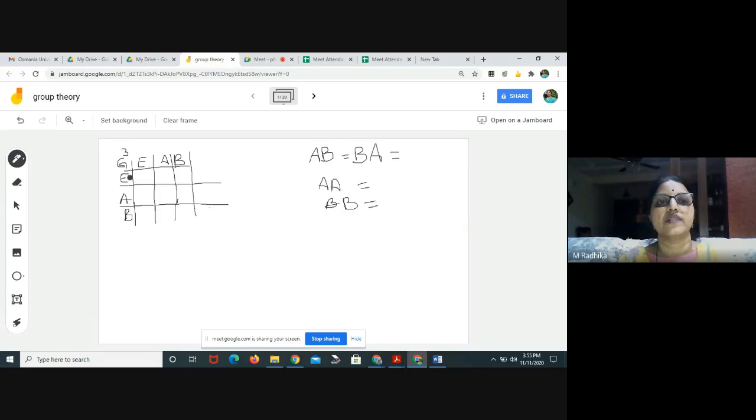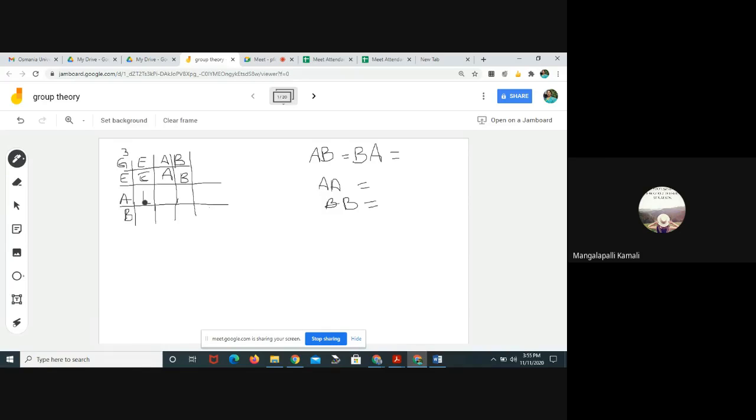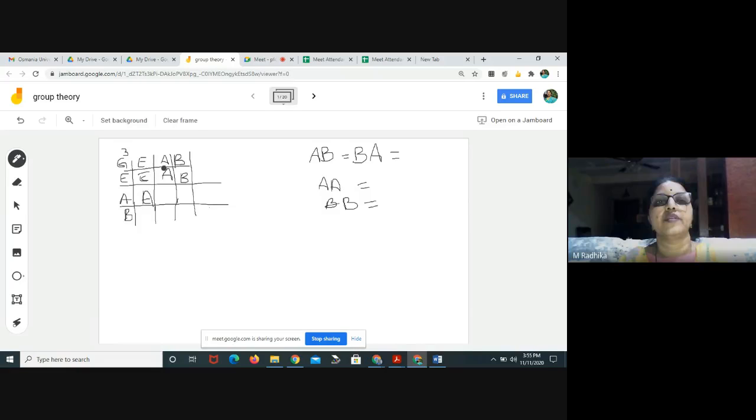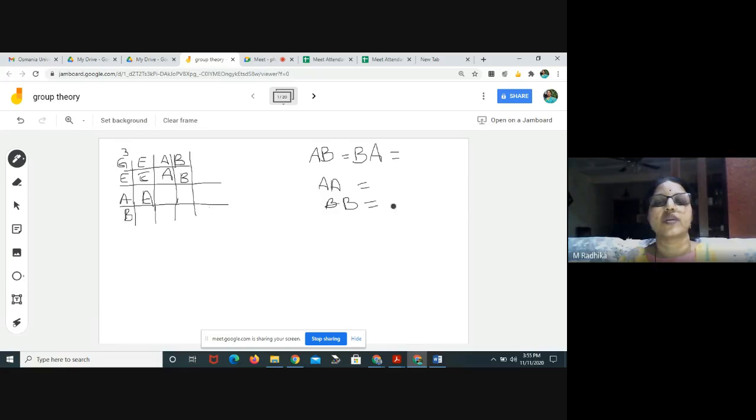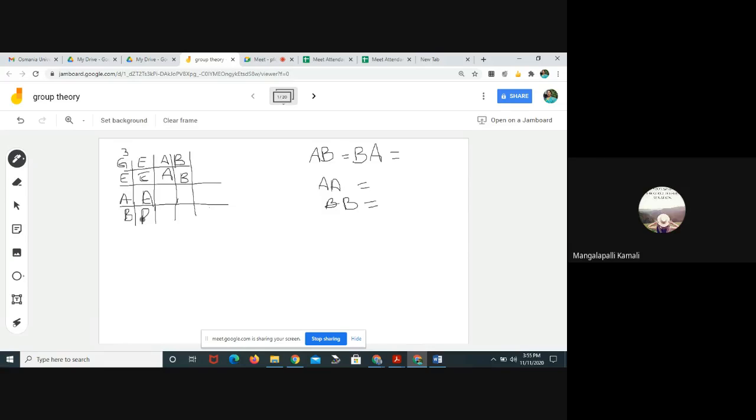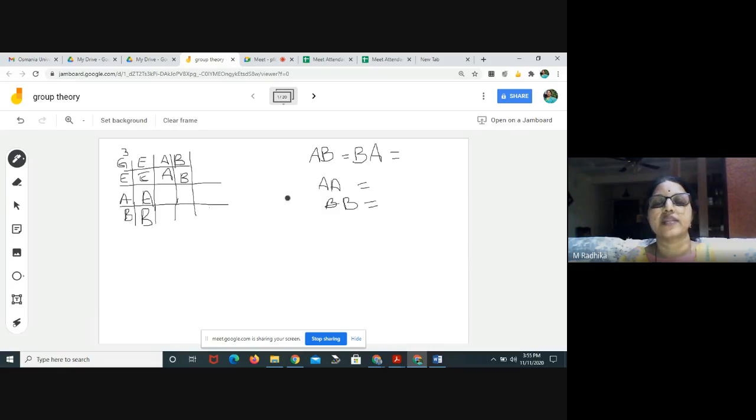Okay. So first we'll do this one. A into E is A. E into A is A. E into B is B. B into E is B. Then A into A is, we should know from here. A into B also I should see what this is. Now only for these four places I should have a rule.